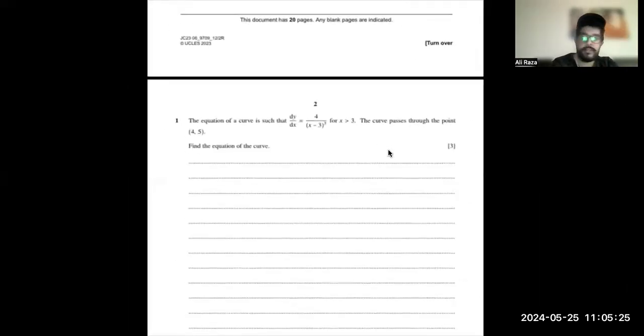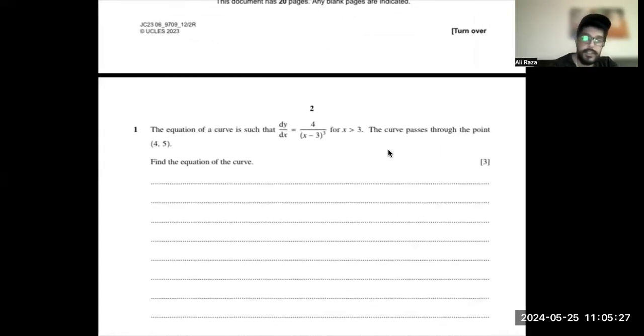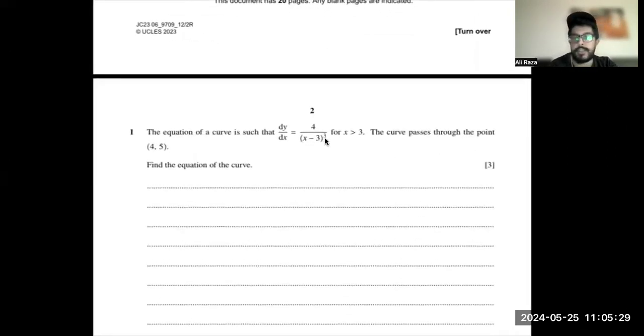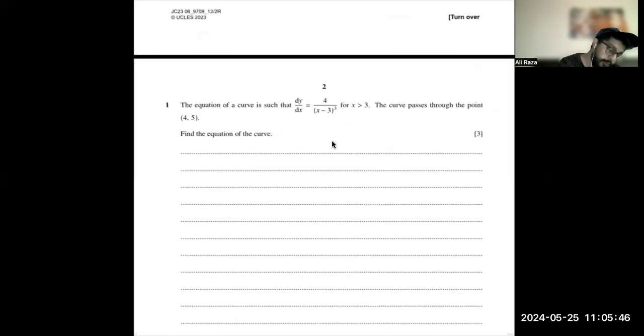In the first question, we are given the equation for dy by dx as 4 over (x minus 3) whole cube, and the curve passes through the point (4, 5). We need to find the equation of the curve. Since we have dy by dx, we'll be integrating this equation to find the equation for y.